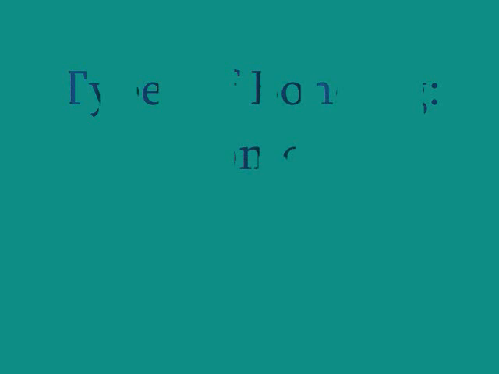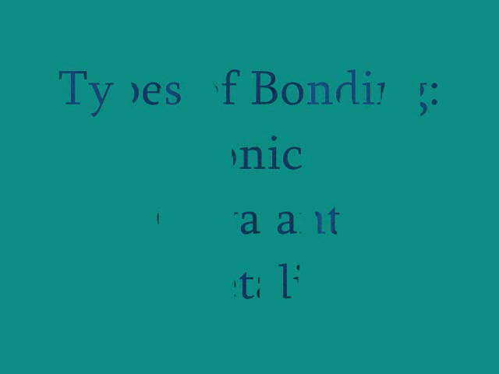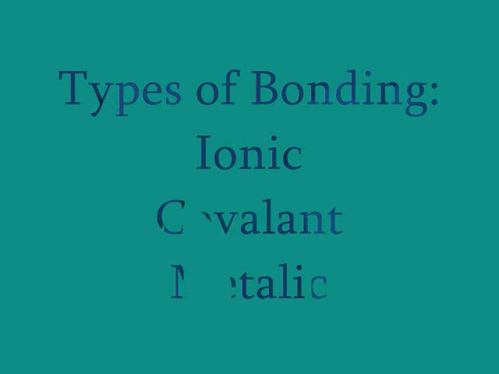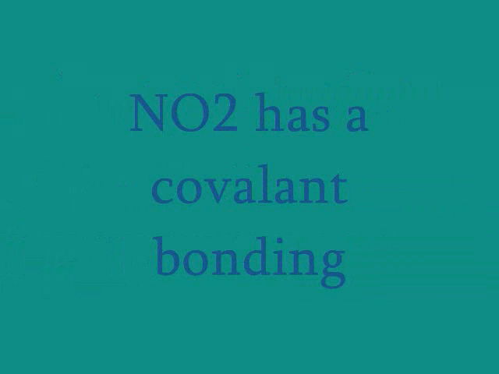As you know, we have three different types of bonding between elements. There is ionic bonding, which takes place between metals and nonmetals. Then we have covalent bonding that takes place between two or more nonmetals. And lastly, there is metallic bonding, which is a bond between different metals. NO2, or nitrous oxide, is produced after a reaction between oxygen and nitrogen, which are both nonmetals. This means the bonding between them is a covalent bonding.